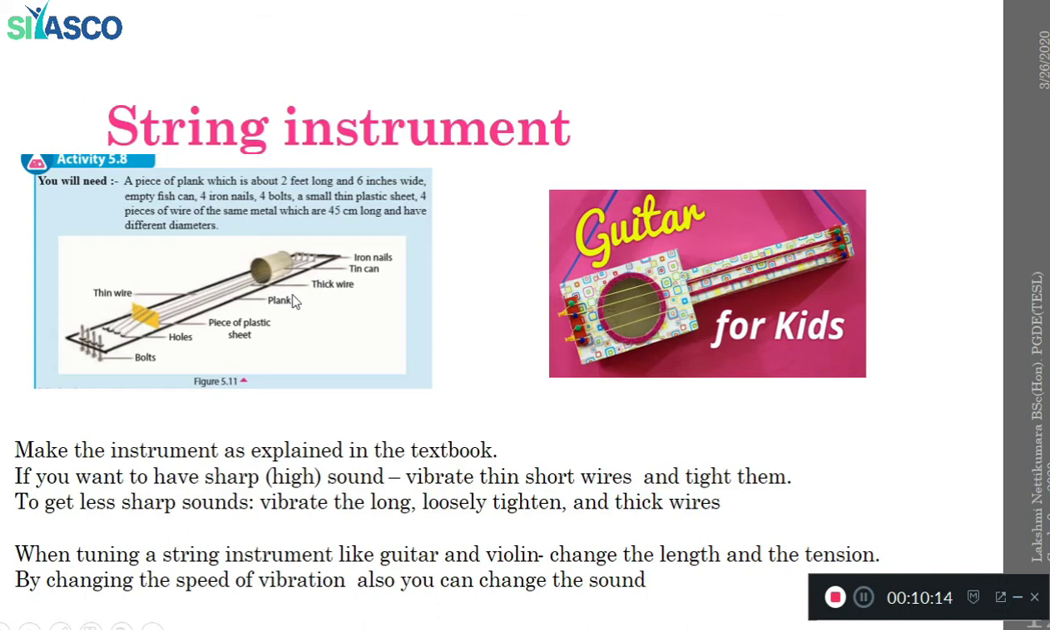How can you tune this instrument? That can be done by changing the vibrating length and adjusting the tightness. In an actual guitar, the strings are of different thicknesses, so that you can sharpen the sound by vibrating thin, short wires and by tightening them. Other than that, you can change the sound by changing the speed of vibration.